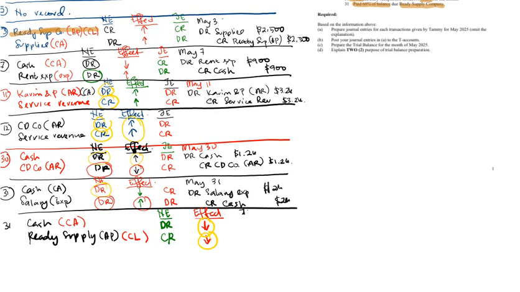So your journal entry will be the opposite, credit cash and debit Ready Supplies. So how are you going to record the transaction? May 31st, debit Ready Supplies, and credit cash.